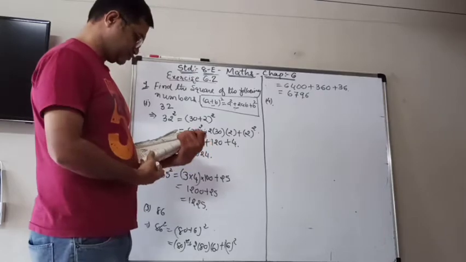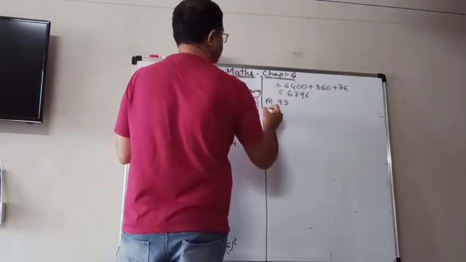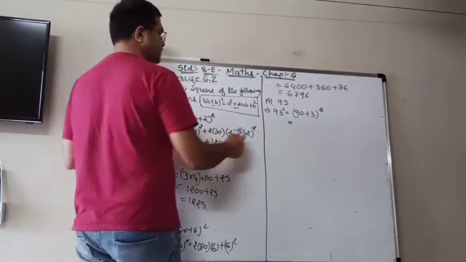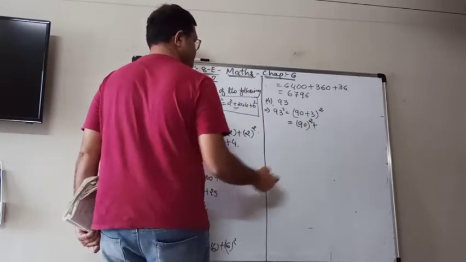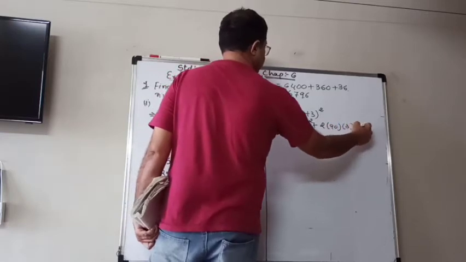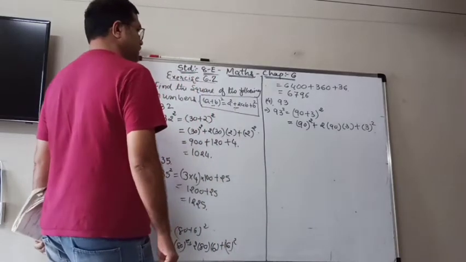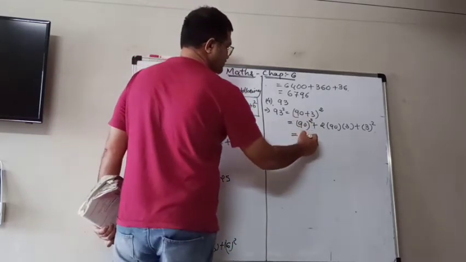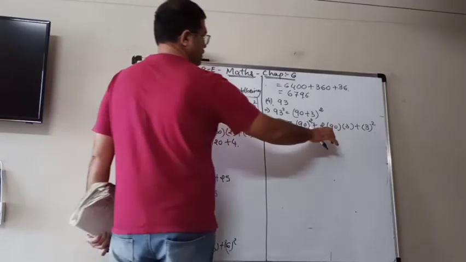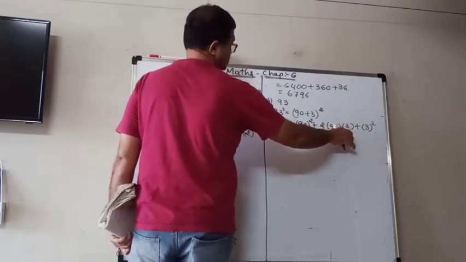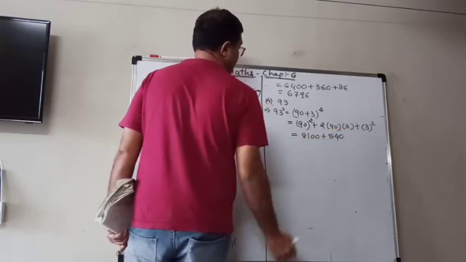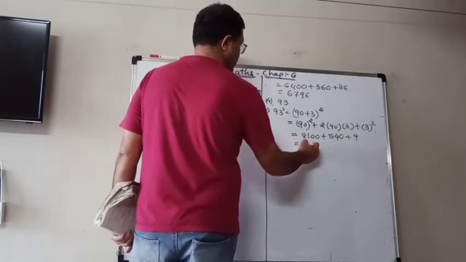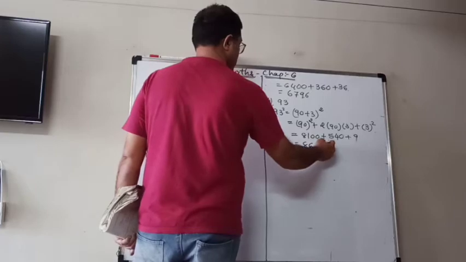The fourth number is 93. So 93 square is (90 plus 3) whole square, and by using that formula: 90 square, 2 multiplied by 90 multiplied by 3, plus 3 square. That is a very, very important formula which you will use in other chapters also. 9 square is 81, so 8100. 2 nines are 18, 18 threes are 54, so 540, plus 3 square is 9. So it will be 8649.